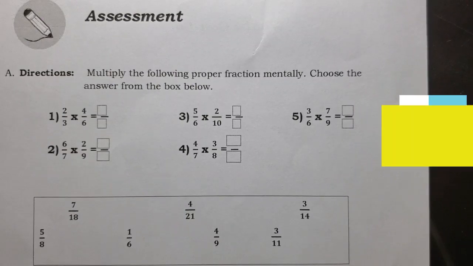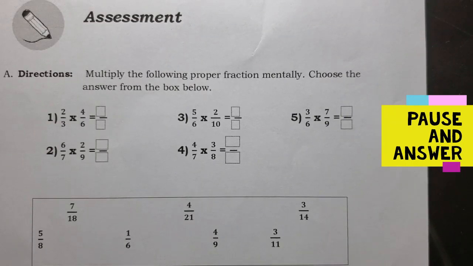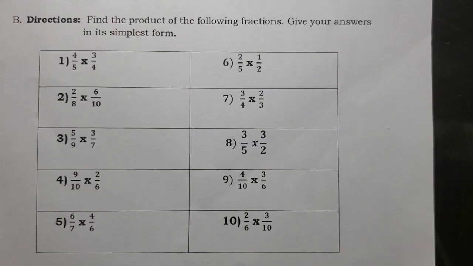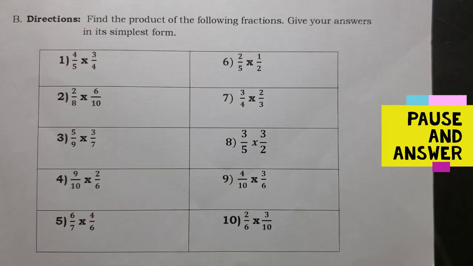Let us now proceed to your assessment. All you have to do here is to solve or multiply the following proper fractions mentally, then choose the answer from the box below. So solve the given fractions, multiply them, then after that one, you have only to choose your answer in the box given. Pause this video and answer your assessment A. For assessment B, you have to find the product of the following fractions. Give your answers in its simplest form.